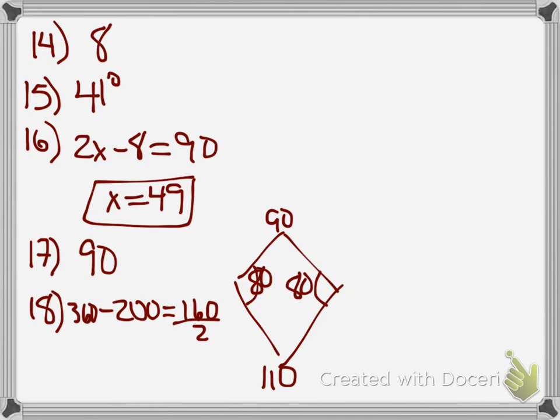And then again, keep in mind these two sides are congruent. So in number 19, since this side is 7, this side is also 7. All right.